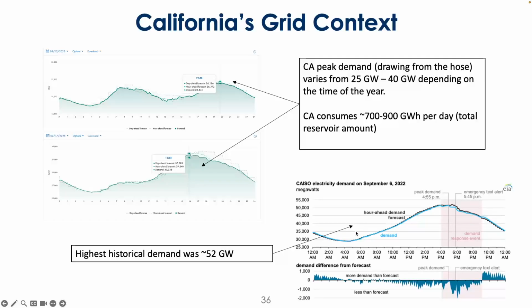The highest historic demand, I don't know if anyone was around in California back in September of 2022. If you were, you probably got a text alert that said, hey, please use less electricity. That was the highest recorded historical demand on our system, 52 gigawatts. We're getting close to our generation capacity to provide power.